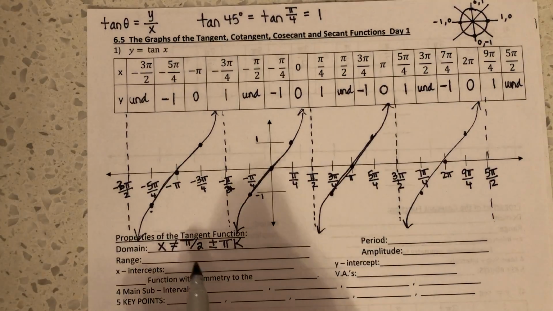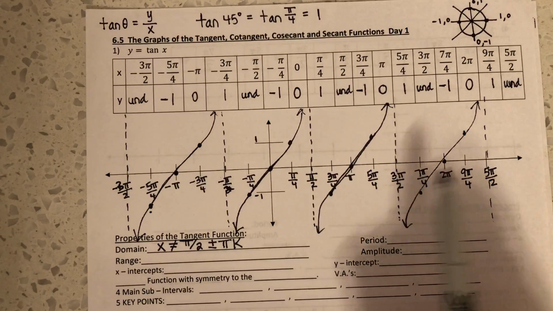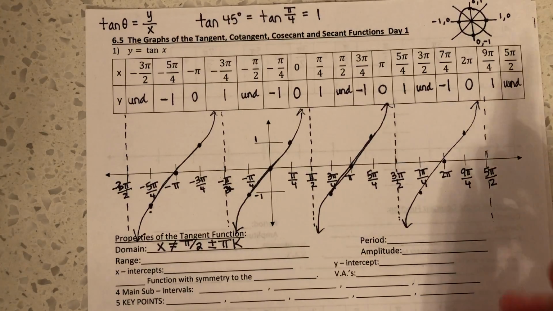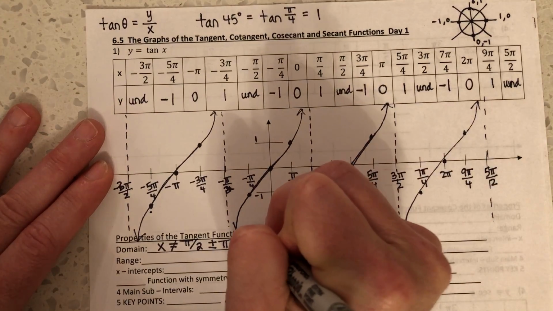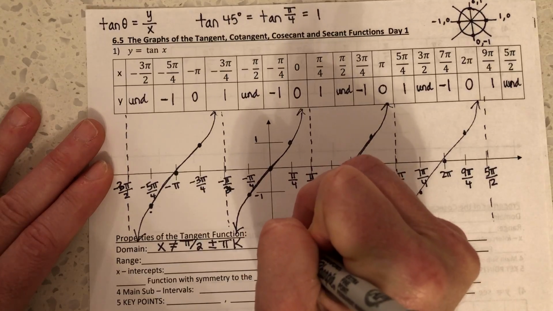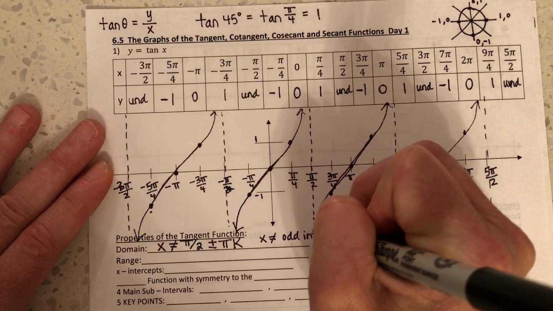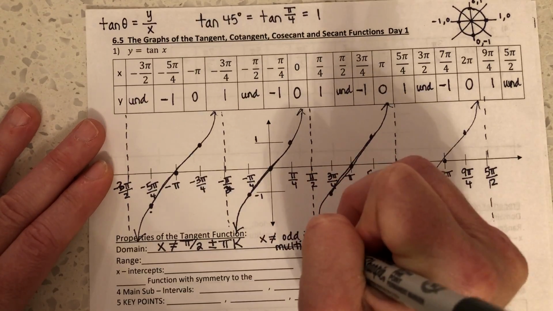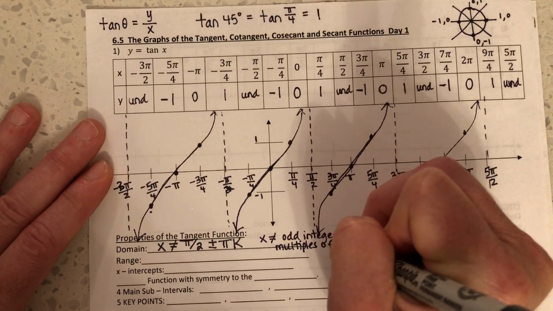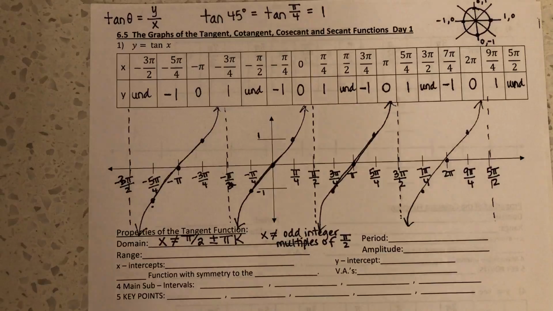Okay, so that's what x is not allowed to be. So basically, x is not allowed to be 1 pi over 2, 3 pi over 2, 5 pi over 2. The next one is 7. It's not allowed to be odd integer multiples of pi over 2. Those are going to be all bad x values for this graph and his domain.